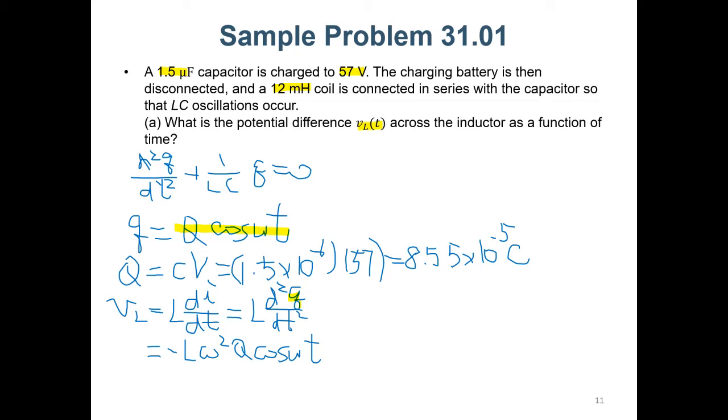And then omega square is nothing but 1 over LC, so that L and L can be cancelled. We have omega square Q over C, where omega square has already turned into that term. So it will be minus Q over C cosine omega t. And actually, Q over C is nothing but V. So we have minus V cosine omega t.